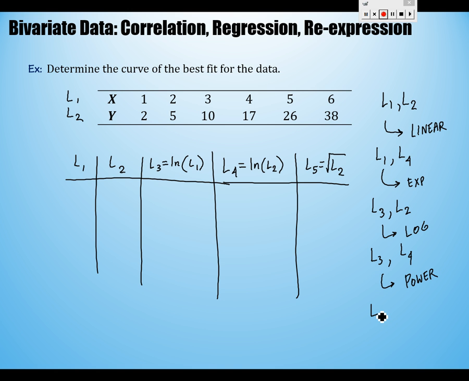Again, do all these regressions, I'm asking you to do linear regressions on all these columns. And if this comes out to be the highest R squared, then it's linear, etc. And then you could try L1, L5, just like we did yesterday, to see if it's quadratic, or at least quadratic of the particular form we talked about. Well, compare them all and see which one gives you the best R squared.